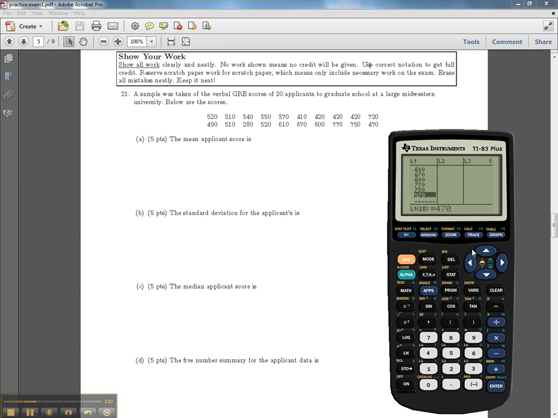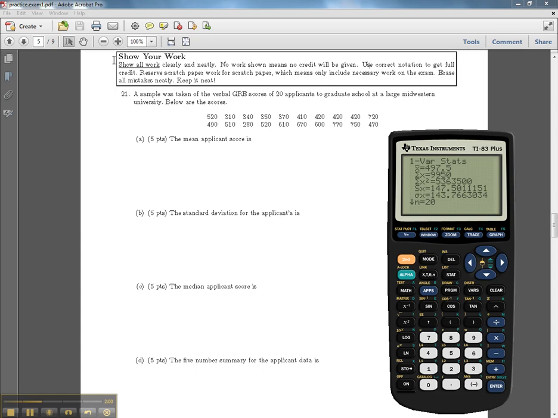Alright, we're set. To calculate the mean, let's press stat, go to the second column, first bar stat, right? That takes us home, and then we want to indicate that we want to get the information for list 1, so second 1. And then press enter. And here we go, 497.5 is our mean.